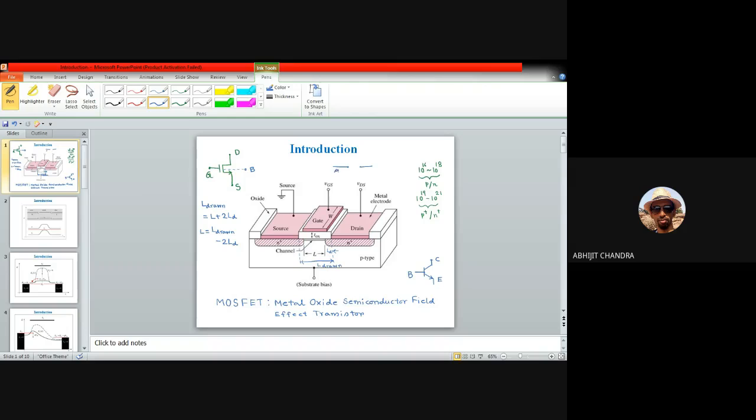Suppose this terminal is A, this terminal is B, and there is a switch in between them. And what is our job? Our job is to connect point A to point B.